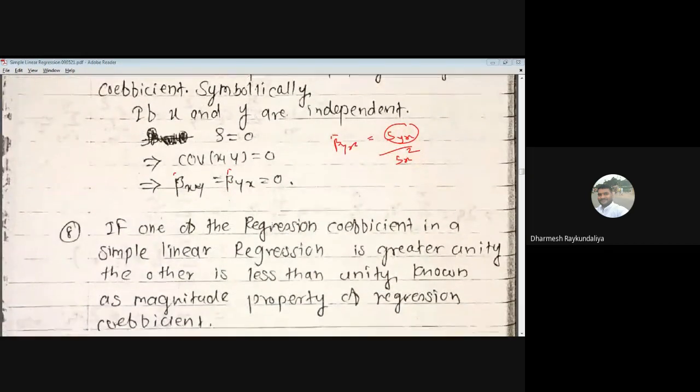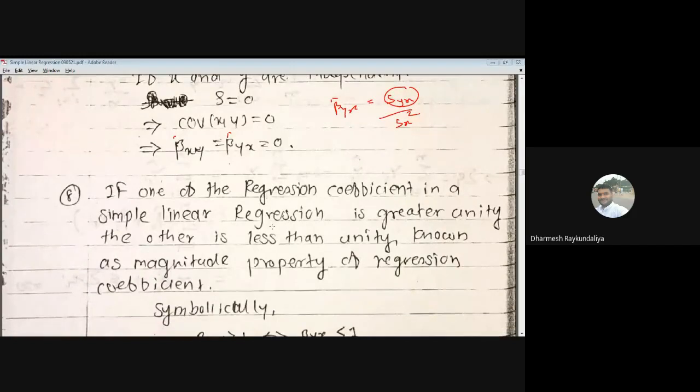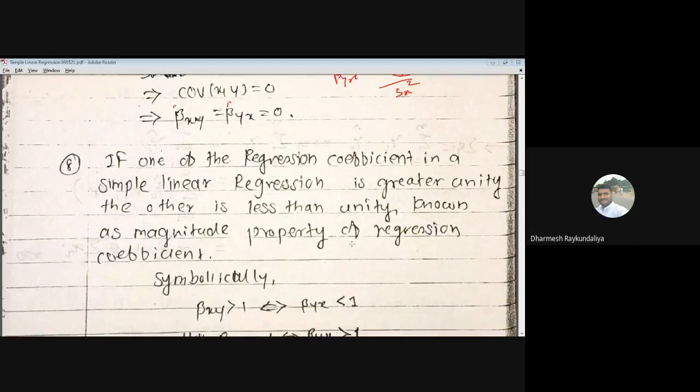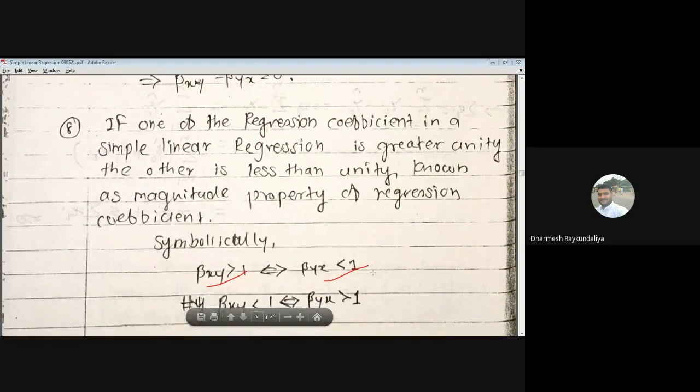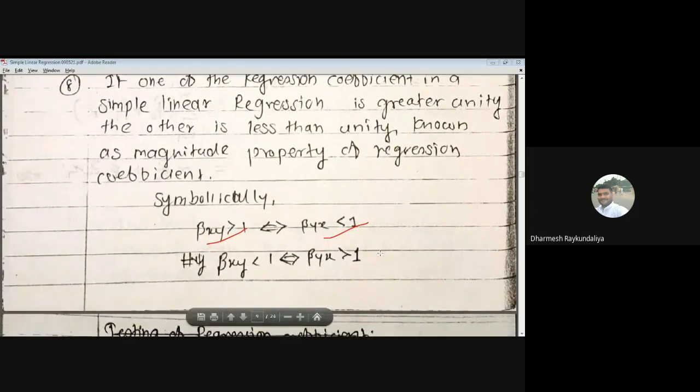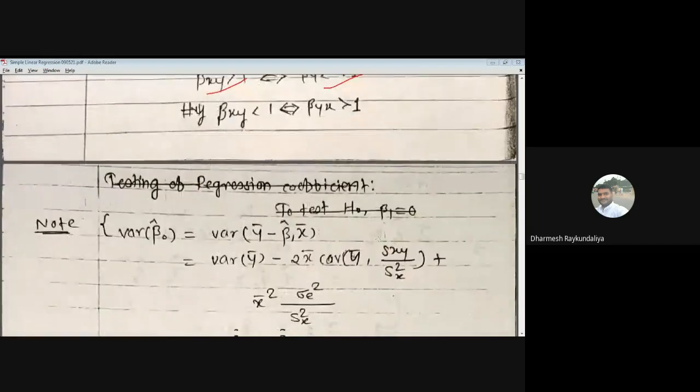If one of the regression coefficients in a simple linear regression is greater than unity, then the second is less than unity. This is known as the magnitude property. Suppose beta xy is greater than 0, then the other regression coefficient is always less than 0. Why? Because the product is the correlation coefficient, and it always varies between -1 and 1. So this property is known as the magnitude property.